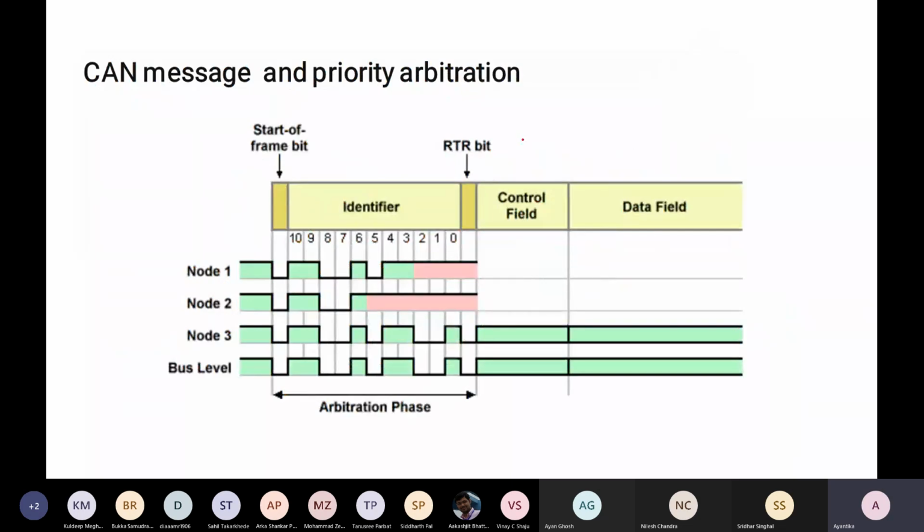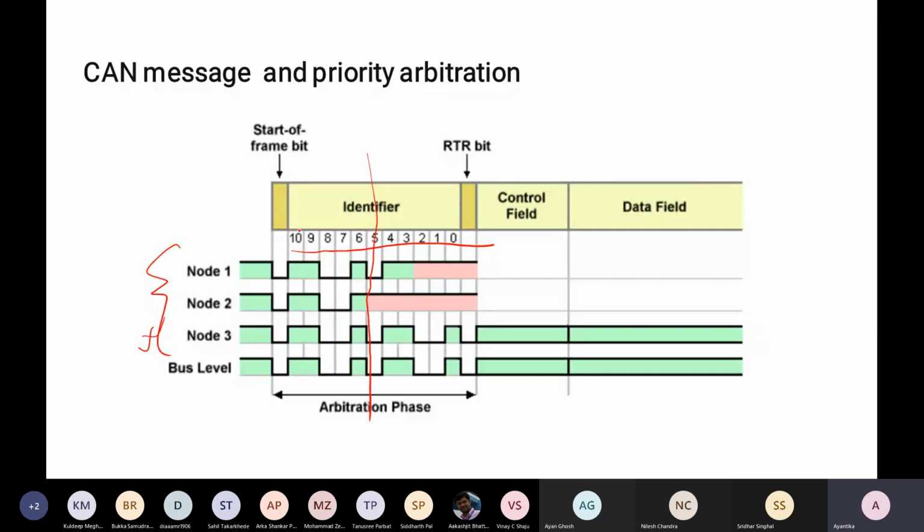Now see how, whenever we are trying to send data, this identifier helps us understand which node wins if there is a competition. If all these 3 nodes are trying to send data to the CAN bus, what will happen? In this CAN bus, you can see this is the identifier field. Here you see the identifier up to this part 0987 is similar for all.